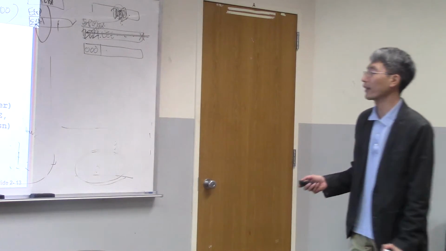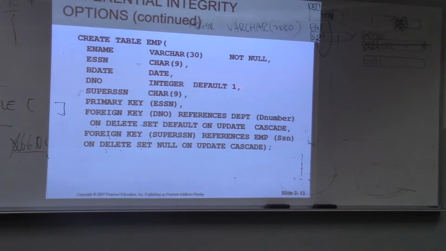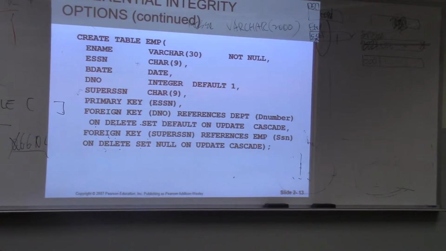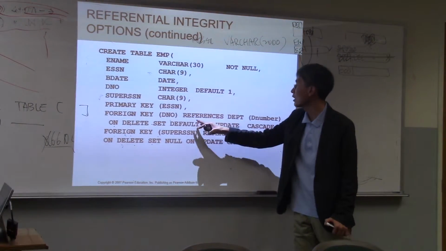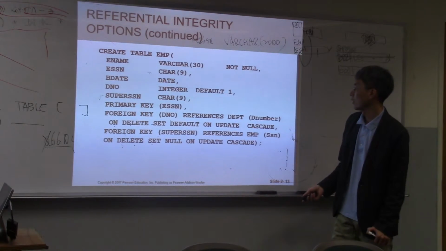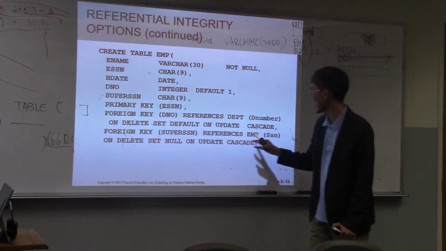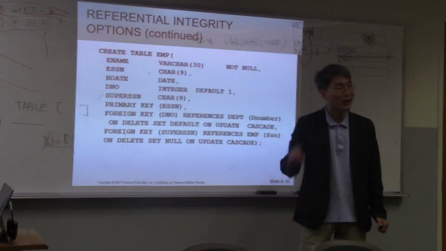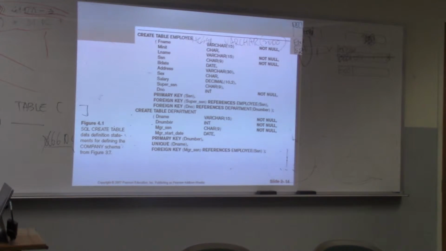Okay, so this is another example of the option. So you can easily understand. The default value is 1. So foreign key here, on delete. In case of delete, the D number in the department table is set to the default value 1. On update is a cascading update. Okay, super SSN, we already said. Set null is also possible. So you can set null data, that makes sense, and update cascade.